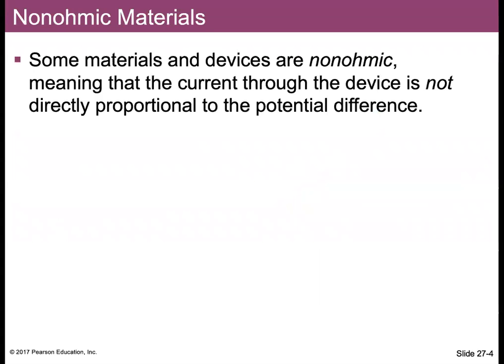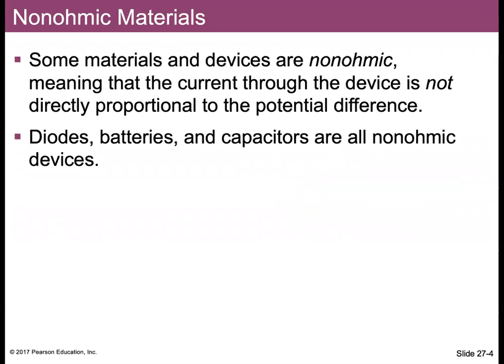Now, some materials and devices don't have that nice relationship. They're non-ohmic, meaning that the current through the device is not directly proportional to the potential difference. Things like diodes, batteries, and capacitors are all non-ohmic devices. That means that we don't get a nice linear relationship.